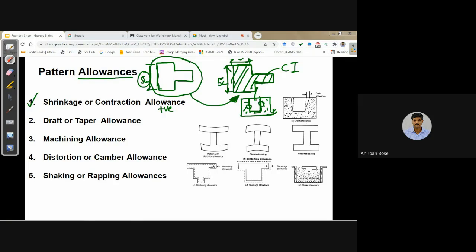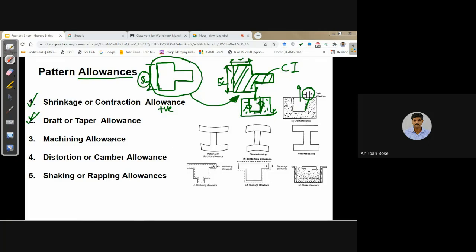So that is why, for easier removal of the pattern from the mold, a very small angle is provided at the edge of the pattern, so that the removal is easier. Definitely you can understand in which direction this angle will be, so that its dimension gradually decreases in the downward direction, or increases in the upward direction, so that the removal will be easy. So this is what is called the draft allowance. You have to give that provision in the pattern so that the mold will not be damaged.